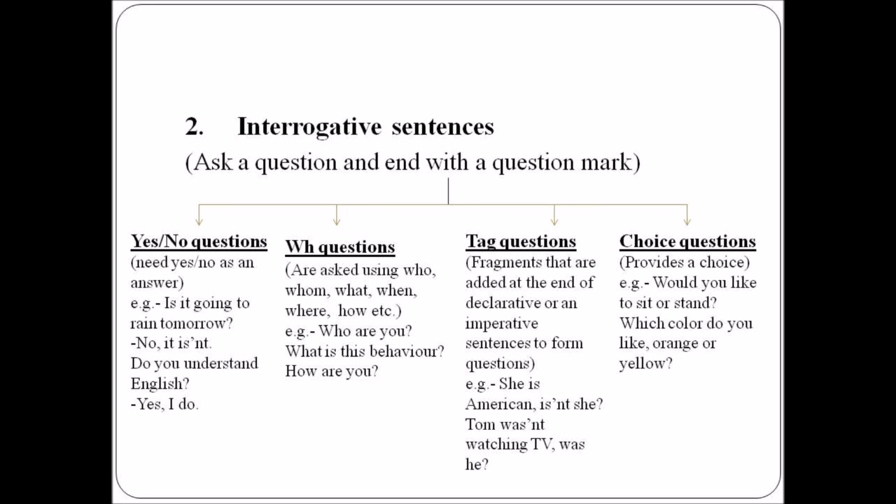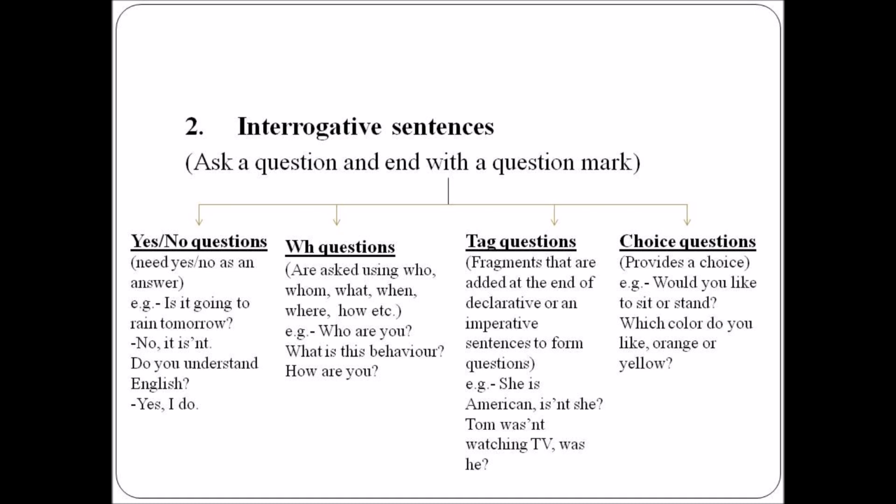Let's study the second type of sentence, that is interrogative sentences. These sentences ask a question. We put a question mark at the end of an interrogative sentence. Interrogative sentences are of four kinds: yes-no questions, WH questions, tag questions, and choice questions. Let's study yes-no questions. Yes-no questions are questions that need either a yes or a no answer.